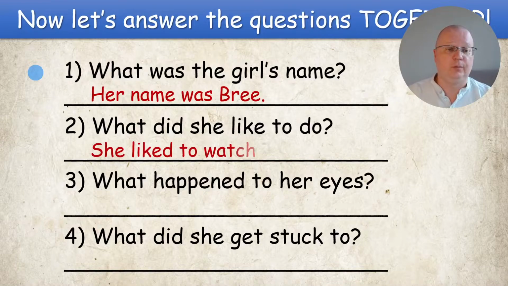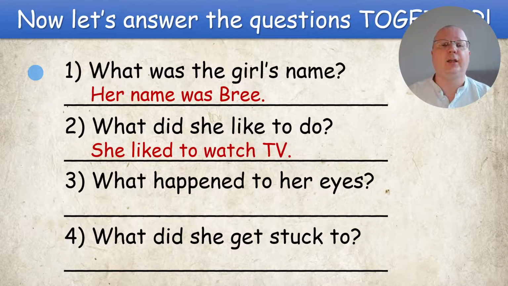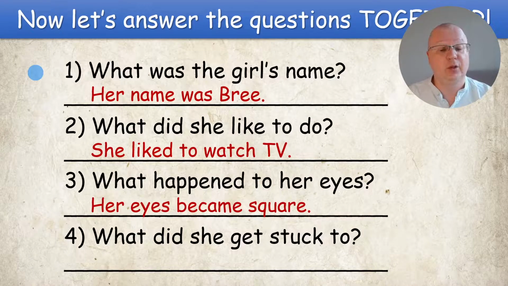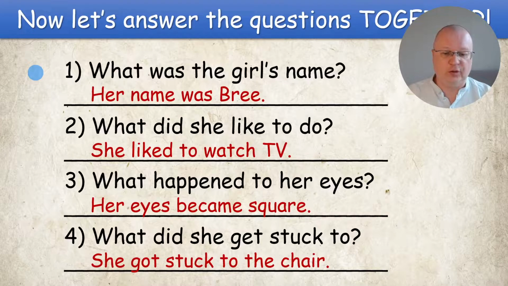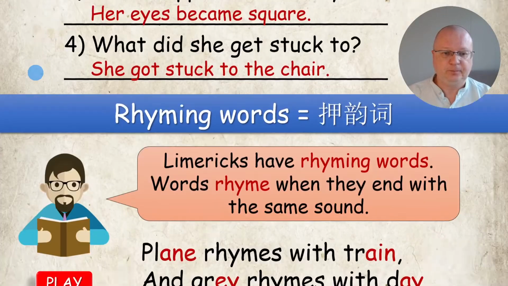What did she like to do? She liked to watch TV. What happened to her eyes? Her eyes became square. And what did she get stuck to? She got stuck to the chair.